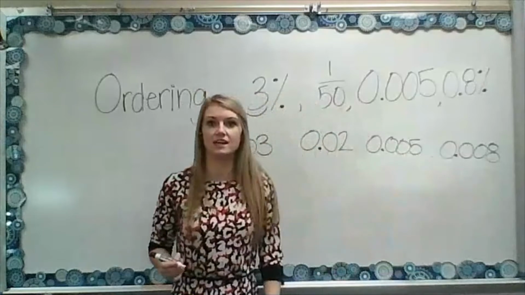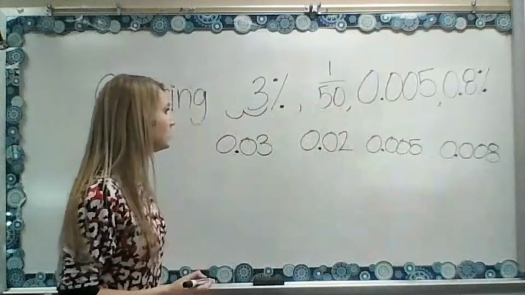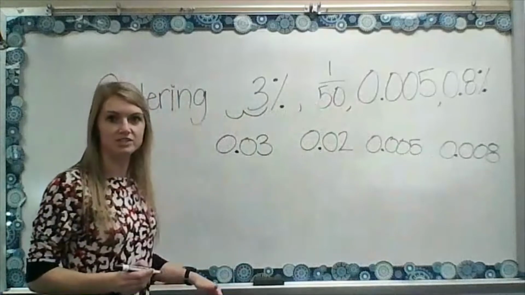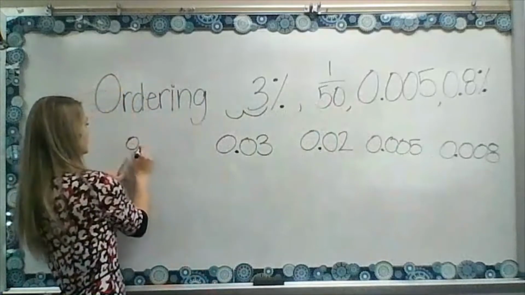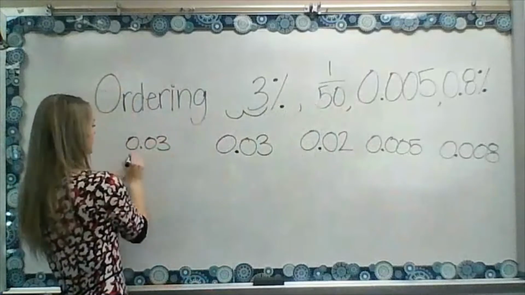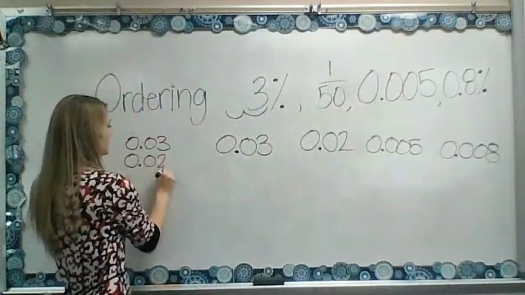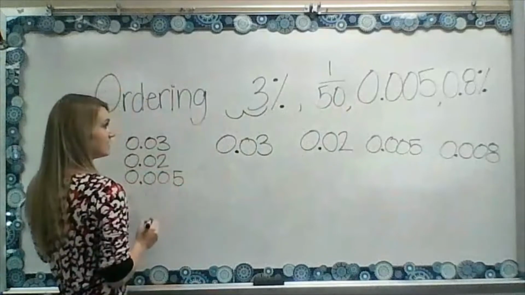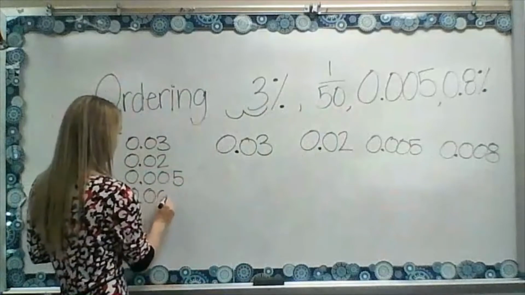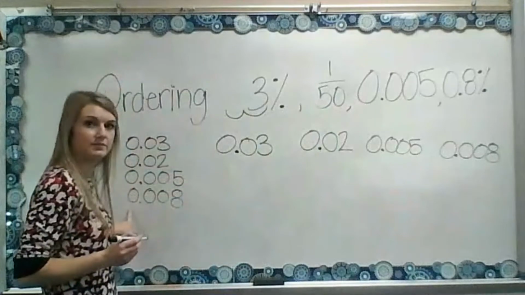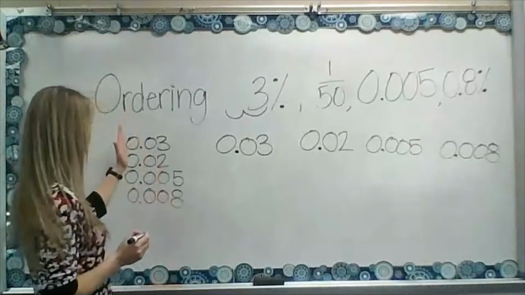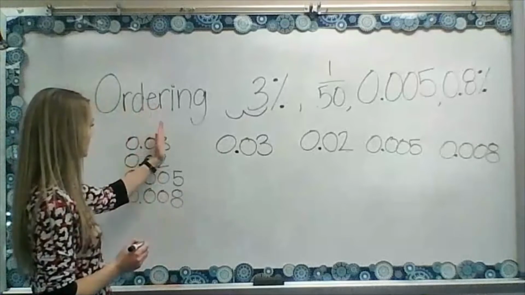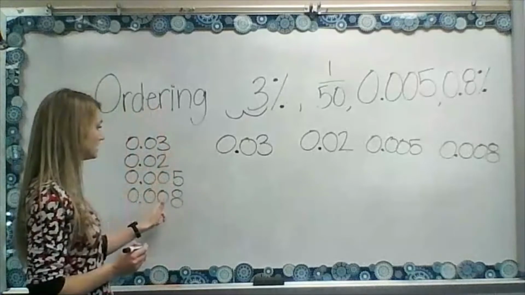And now we're looking at this like, okay, how do we figure out which one's the smallest? The best thing I like to do is put these numbers on top of each other. So I have 0 and 3/100ths, 0 and 2/100ths, 0 and 5 thousandths, and 0 and 8 thousandths. Okay, they're all pretty even, right? They all have zeros. They all have zeros. And then what? A 3, a 2, a 0, and a 0.